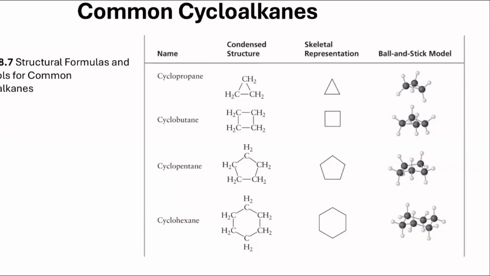Notice that when the condensed structure is written for a cyclic alkane, it does not disrupt the cyclic nature of the molecule. So when we look more closely here, we see the interconnection of all the carbons in the cyclic molecule. Make sure that you review and know how to draw both condensed and skeletal representations of cyclic alkanes.